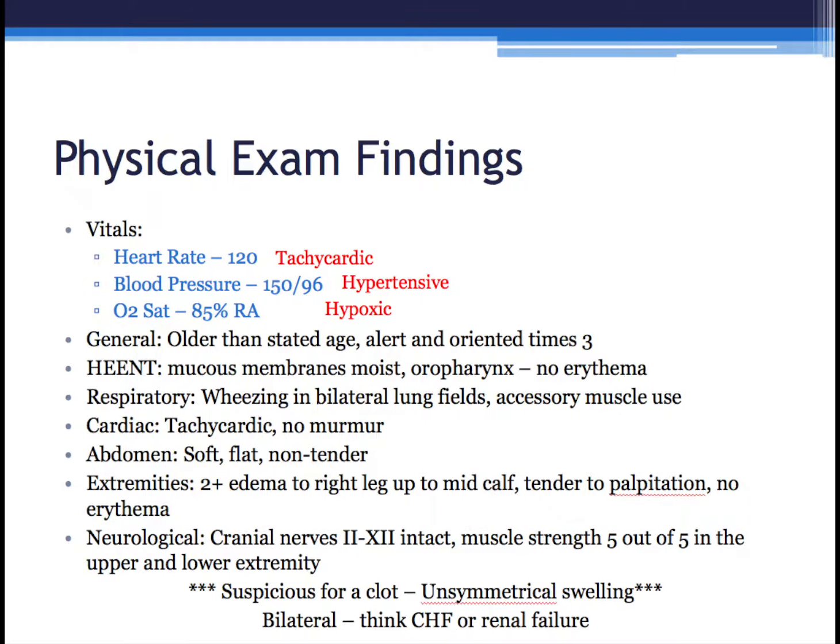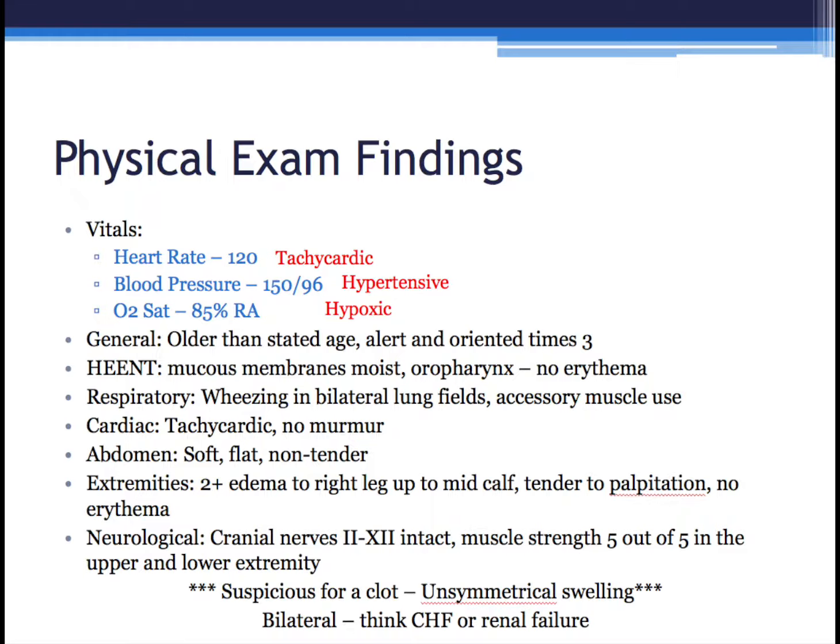So physical exam findings, she is older than stated age. She is alert and oriented times 3. On her head, ears, eyes, nose, throat, her mucous membranes are moist. Her oropharynx, there's no erythema. Respiratory exam, she's got wheezing throughout with accessory muscle use, which means she's just working harder to breathe, whether that's the shrugging of her shoulders, breathing through pursed lips, something that tells you that it's difficult for her to actually bring oxygen into her body.